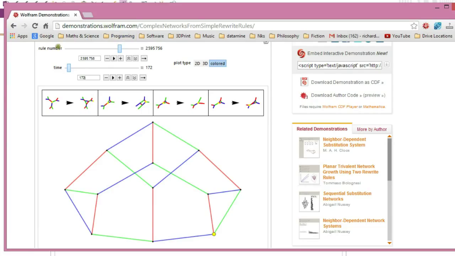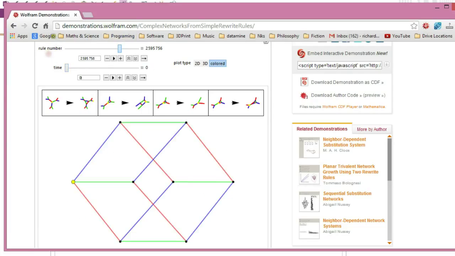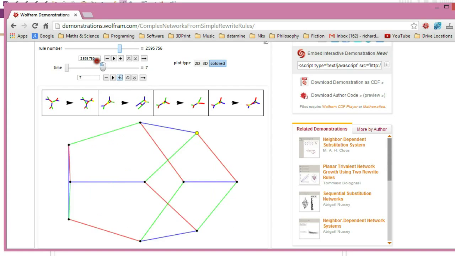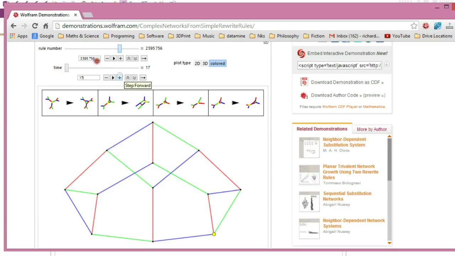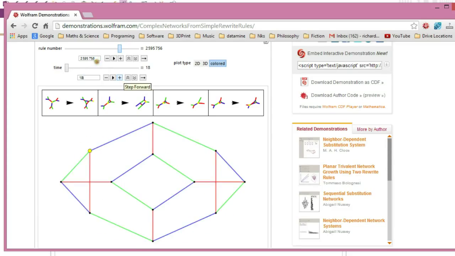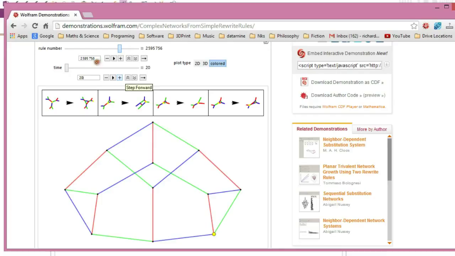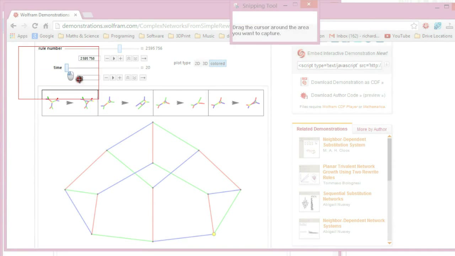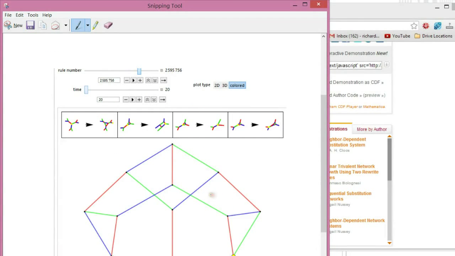Okay, this one looks like it's fixed, so let's just check. Okay, so it looks like it's stuck in a periodic orbit. So 1, 2, 3, 4. If it's a period 4 rule, okay, it's repeating every 4 updates. So again, let's take a picture. It lasts longer. There we go.